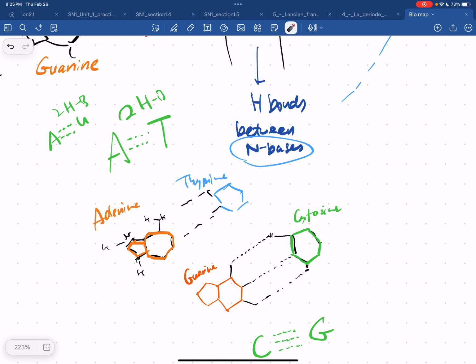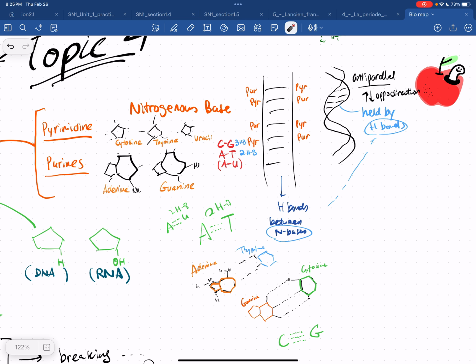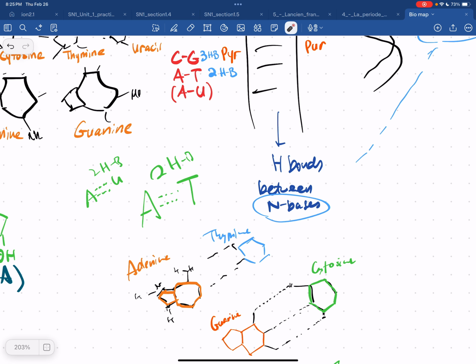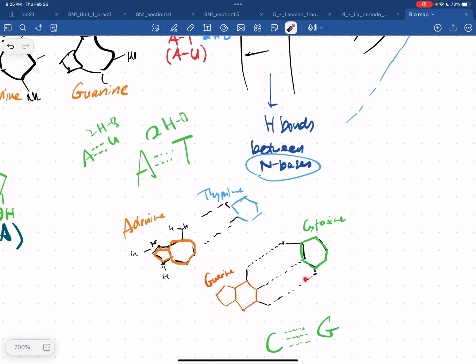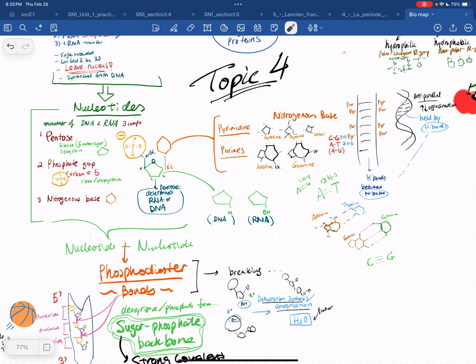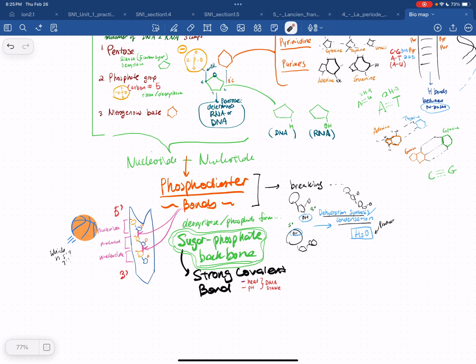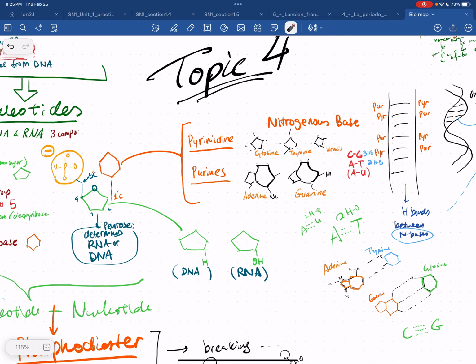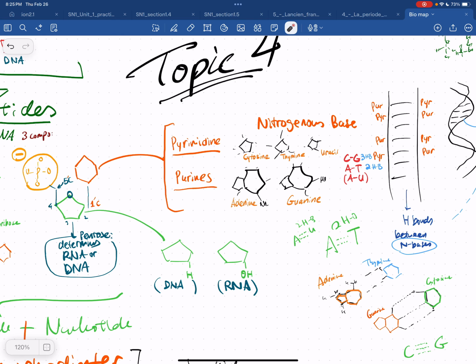AT has 2 bonds and CG has 3 bonds. Just remember that. Oh yeah, also the fact that they're double ringed or single ringed. So single ringed for pyrimidine and double ringed for purines. Pyrimidines are small, CUT are small, purines are big.